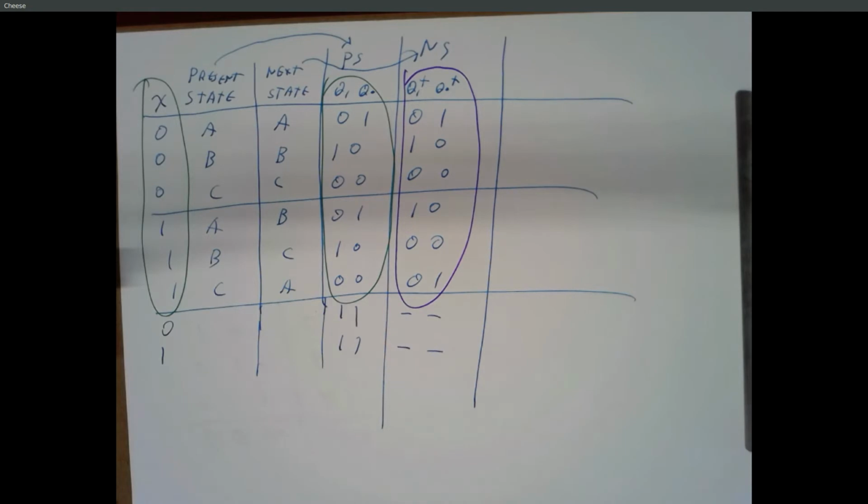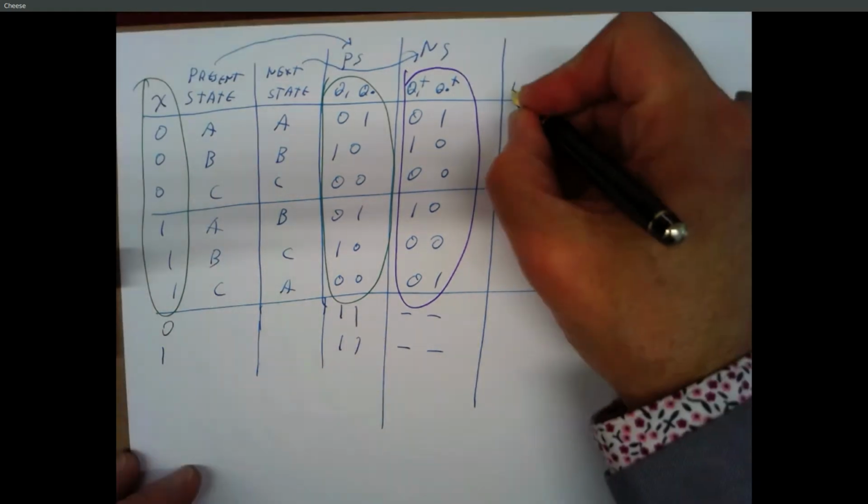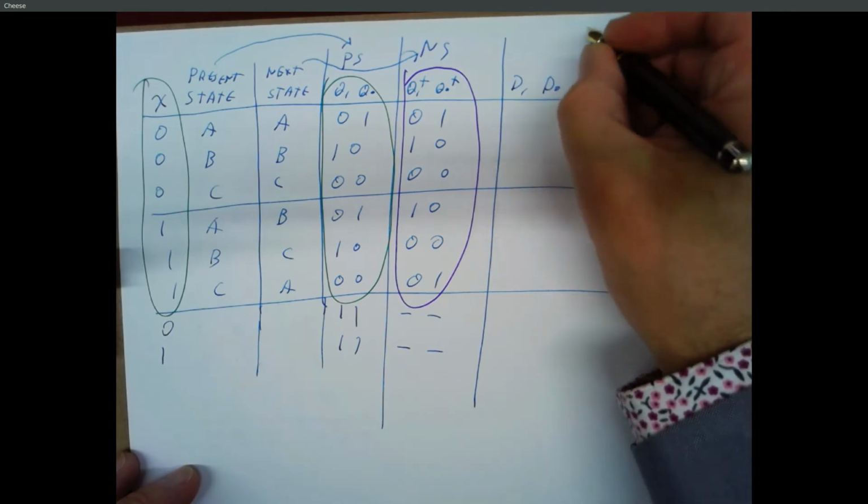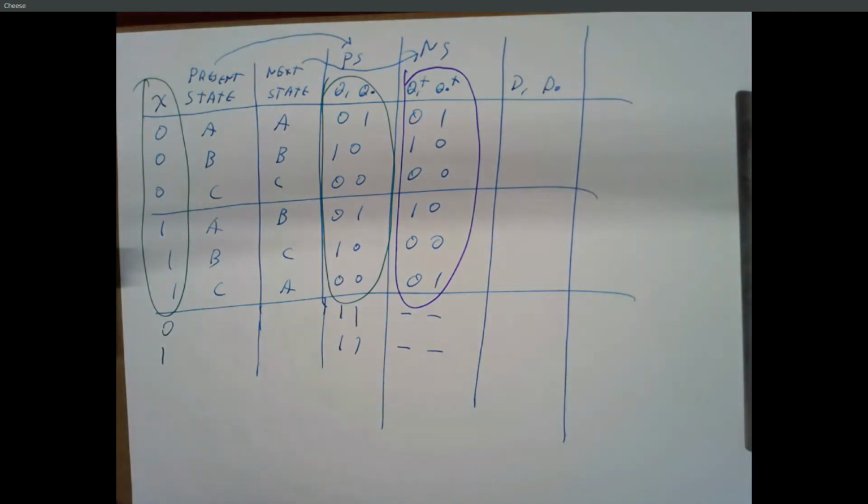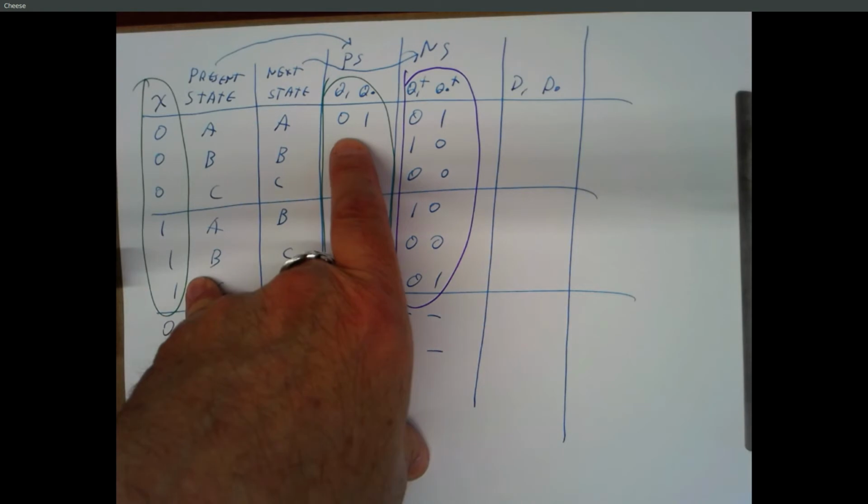Okay, so this is the first essential piece of the synthesis process, is getting to this point in a table. And it says, given this input and given this present value of your flip-flops, what should the next value be? The next step after this depends on the kind of flip-flops you have. If we have D flip-flops, we're going to have two inputs, D1 and D0. And we can fill them in based on present state, next state.